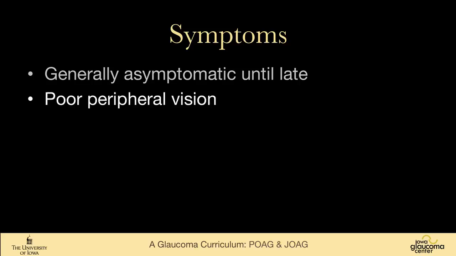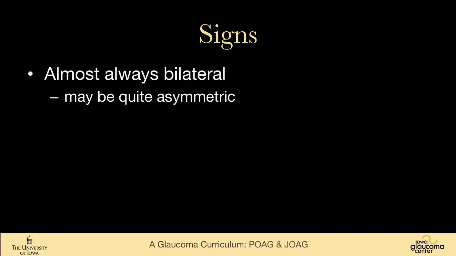Late in the disease, they might have poor peripheral vision. They might notice that they're running into things. They almost all have poor vision in the dark. When you lose your peripheral visual field, you're also losing a lot of your night vision. It's usually bilateral. I've seen a few unilateral cases. It can be asymmetric, but it's almost always bilateral.